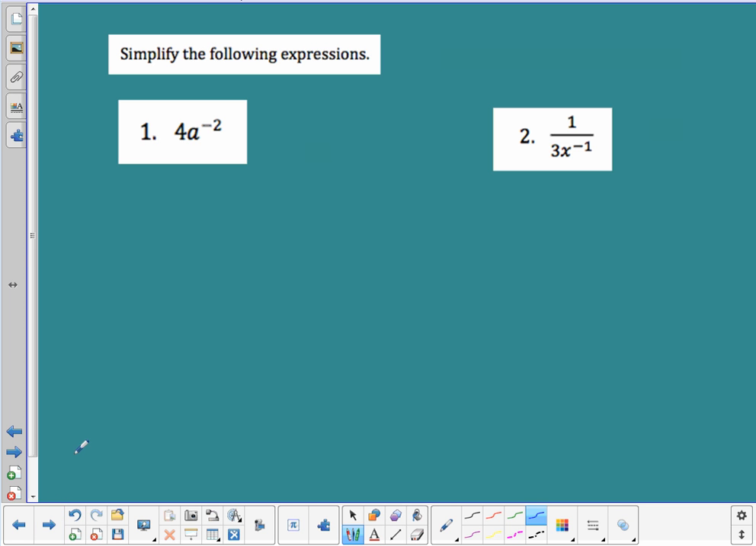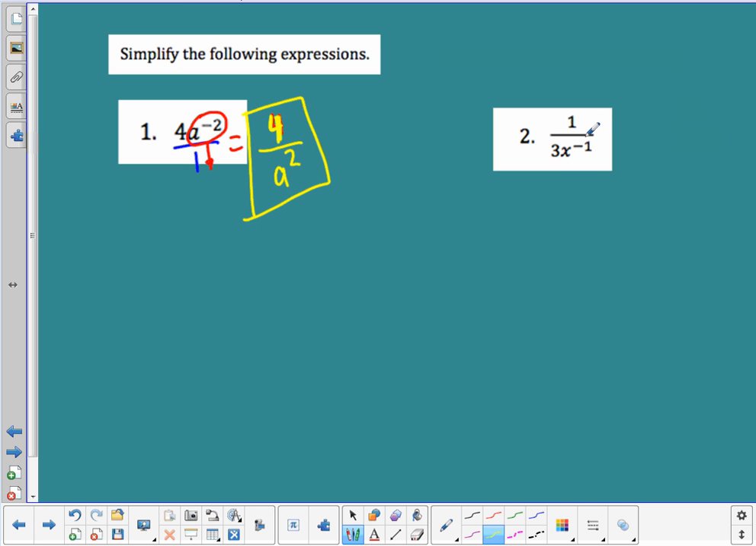In number 1, I have 4 times a to the negative second power. So in this question, this is 4 times a to the negative second over 1. And I need to take that a to the negative second and move it down to the bottom. The 4 stays up on the top. The 4 stays where it is. So when I fix that, I have the 4 left over on the top, and when the a to the negative 2 power goes down to the bottom, it becomes a to the positive 2 power. At that point, I would simplify anything else that I could, but I don't have anything else here to simplify, so that's what I'm left with, 4 over a squared.